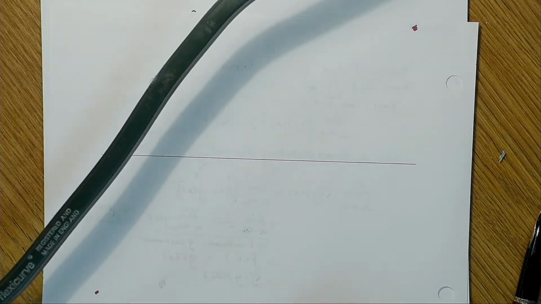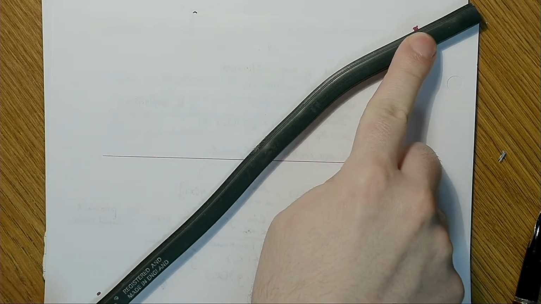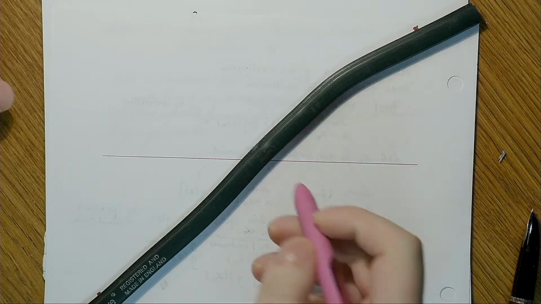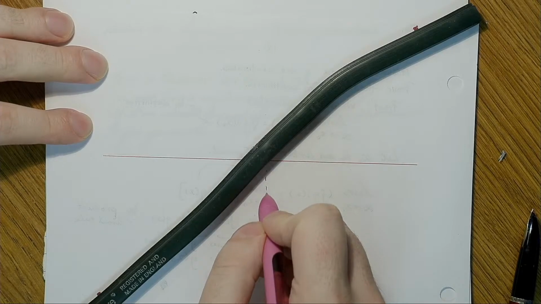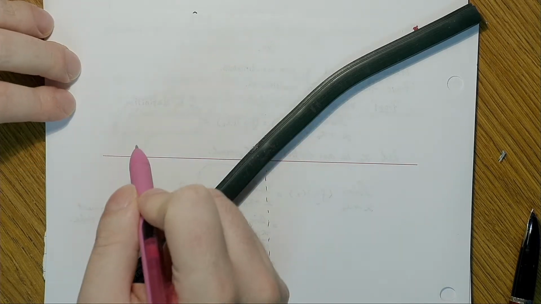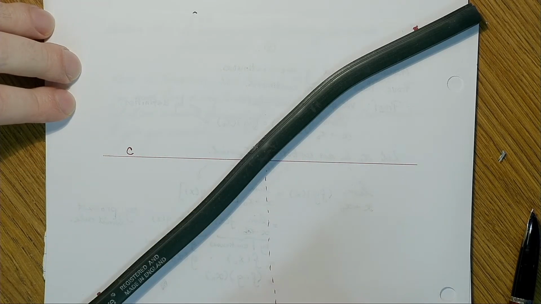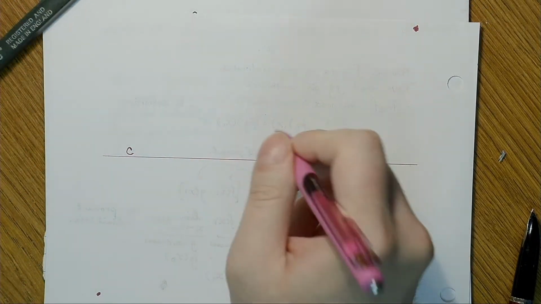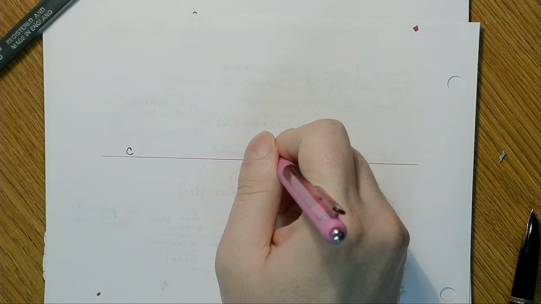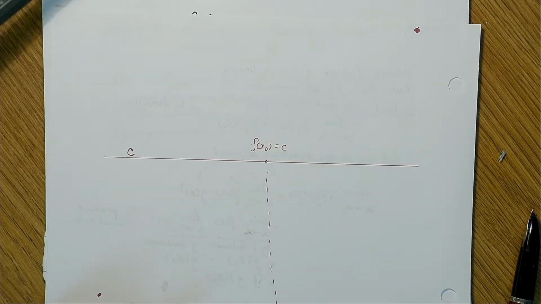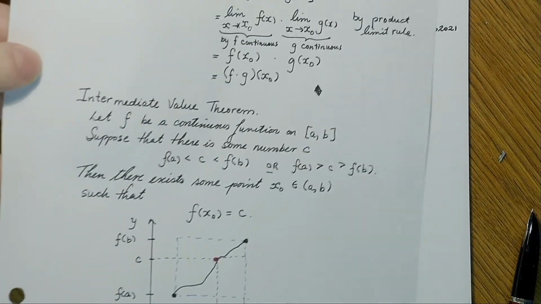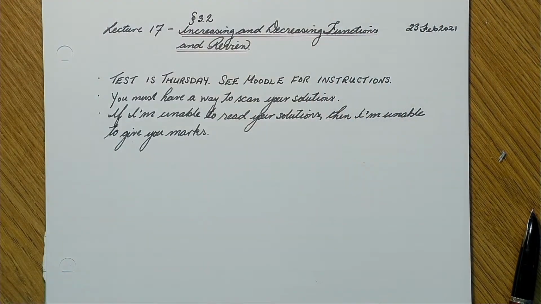But for instance, here's my A and here's my B. And so it crosses at this point right here. So that would give you, for instance, at this point, this would be my C, and this would be my x naught. And so this point right here, that would be the x naught, which equals c. Okay, so how can we use that theorem?